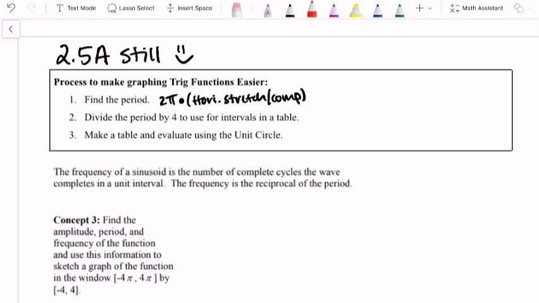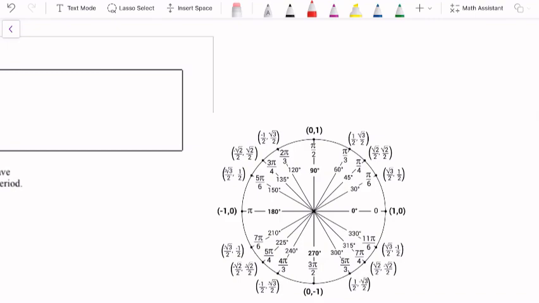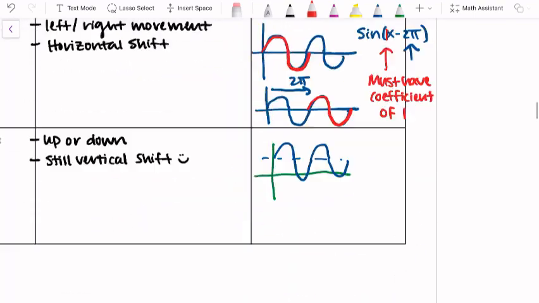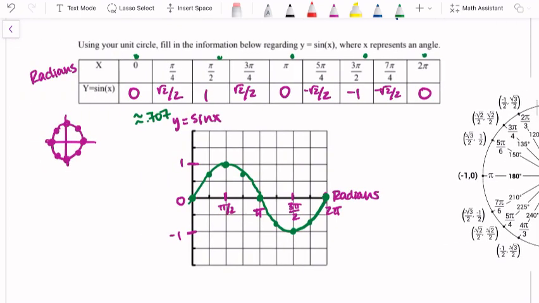the period by 4 to use for intervals because we're going to make a table. The reason we're dividing by 4 is because our goal is to mimic finding the quadrantal angles. You don't need to turn back, but I'm going to scroll back up. When we were initially graphing the parent functions, there were some values that gave us really nice values to graph.